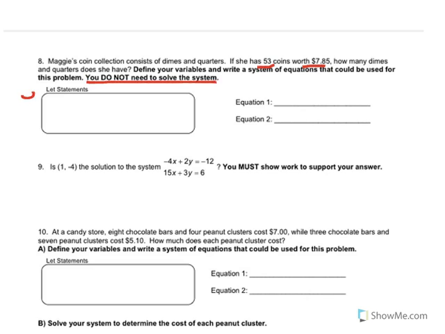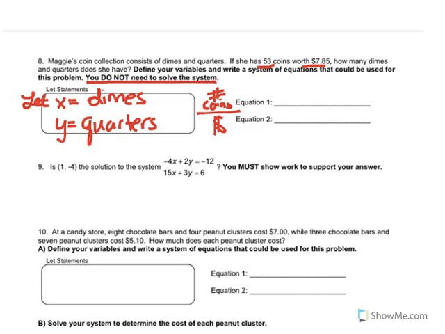So remember, our let statements are going to be let x equal something and let y equal something. So we're going to let x equal what? We're going to let it equal dimes. That's what we have there first in the problem. And we'll let y equal quarters. Now we have two different equations. One's going to deal with the number of coins. The other one's going to deal with the money. So let's look at the number of coins. If x is the dimes and y is the quarters, then we can say x plus y equals 53.